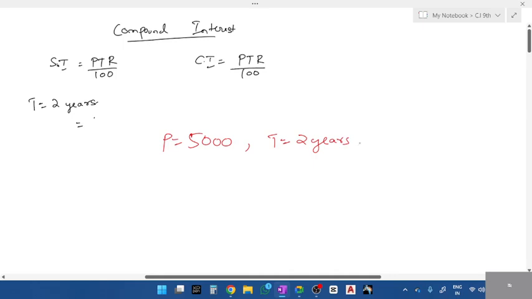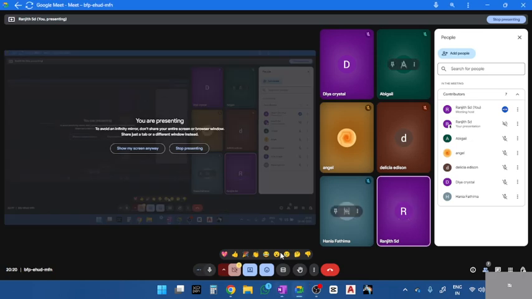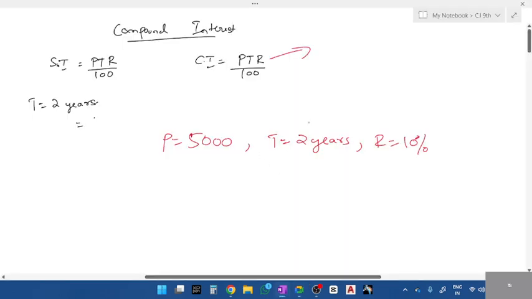Principal 5,000, time 2 years, rate is equal to 10%. Calculate the compound interest and amount, students. Don't use the formula, use year by year calculation for compound interest. Start solving. Do you remember how to do this? Find simple interest and compound interest, students. Do it separately.